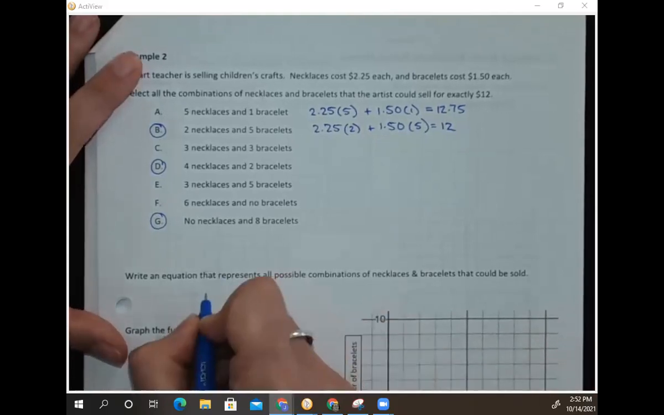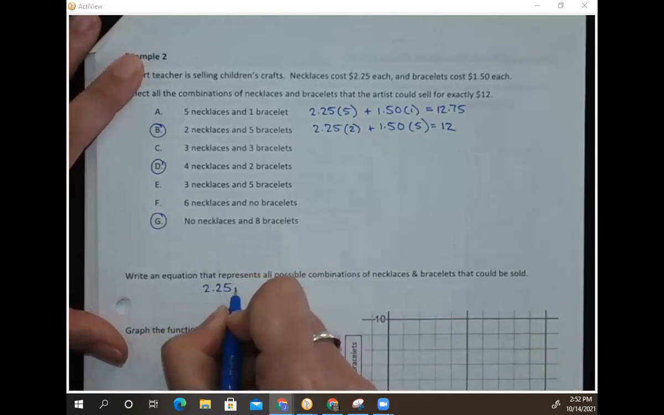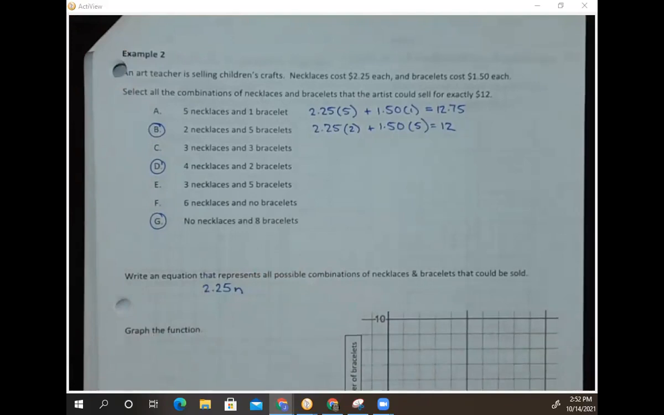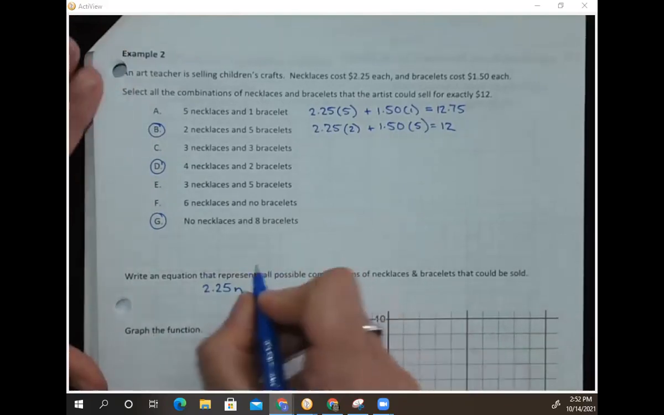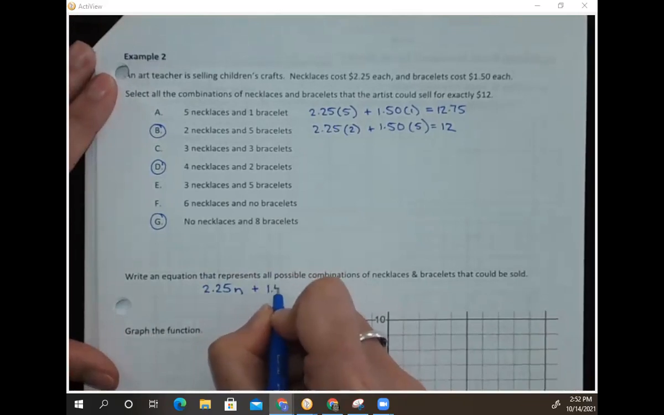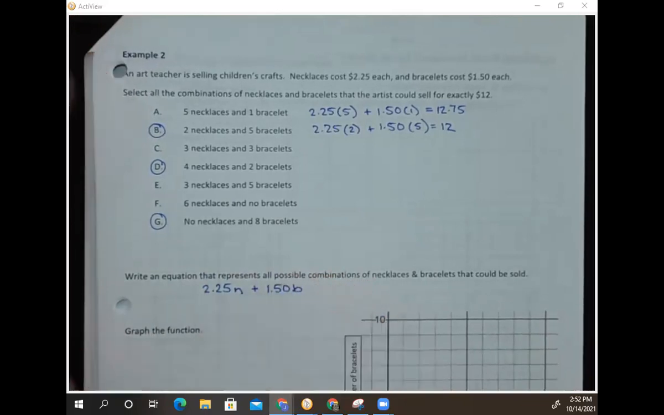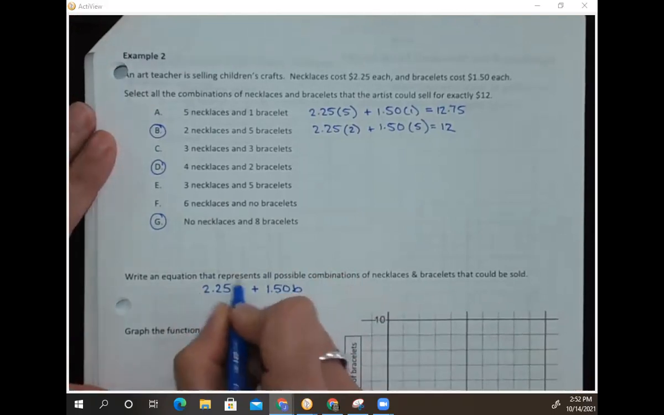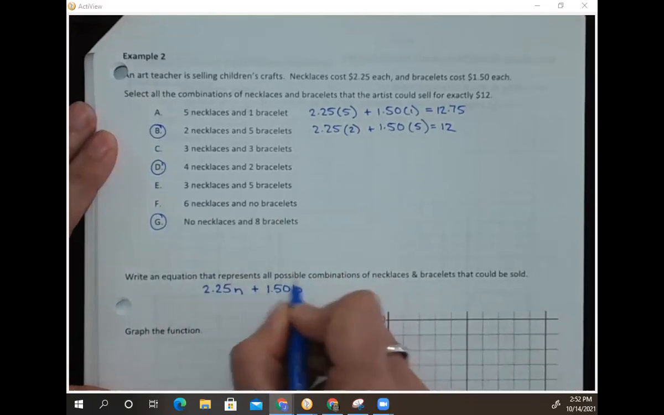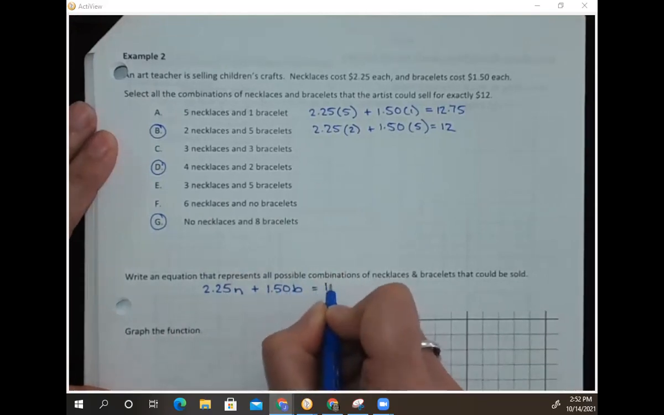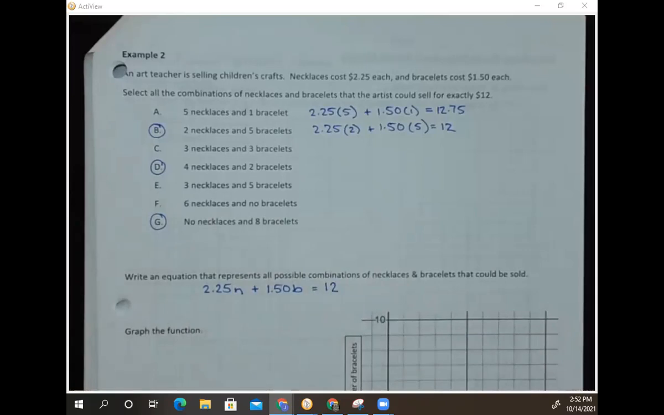Okay, so $2.25 is the cost for every necklace. I'm going to use N for number of necklaces. That makes sense to me. And then it's $1.50 for every bracelet. I'm going to use B to represent the number of bracelets that we're going to sell. And then the price for all my necklaces plus the cost for all my bracelets should be equal to $12. No, you don't have to put the $ sign when you're writing your function. Okay, so there's my function here.